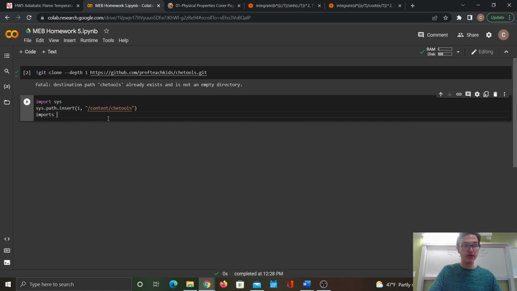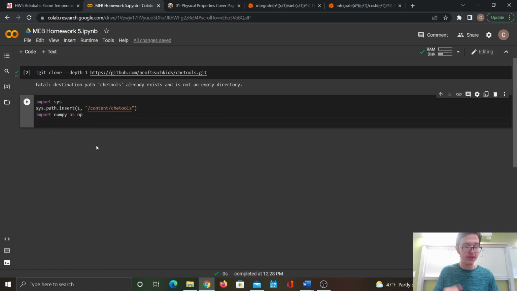We also want to import numpy as np, again, numerical Python, the usual. We're going to be using it. Specifically, we're going to be using arrays. We also want to import scientific Python, specifically from optimize, we want root.